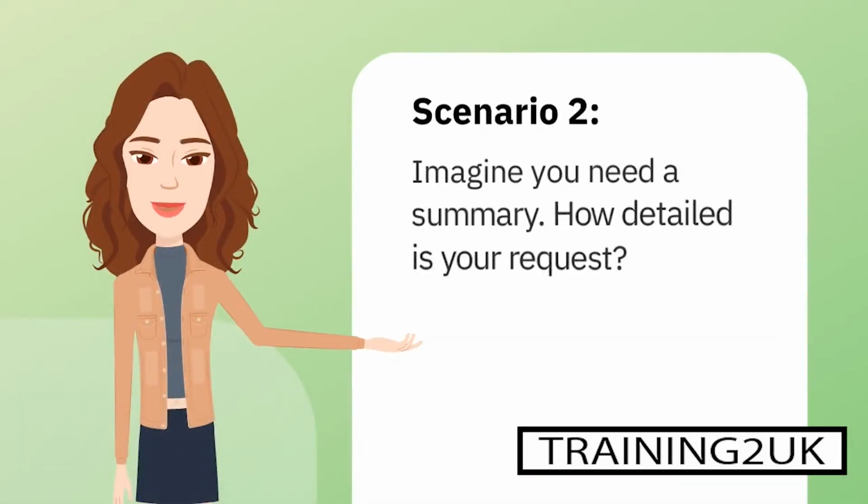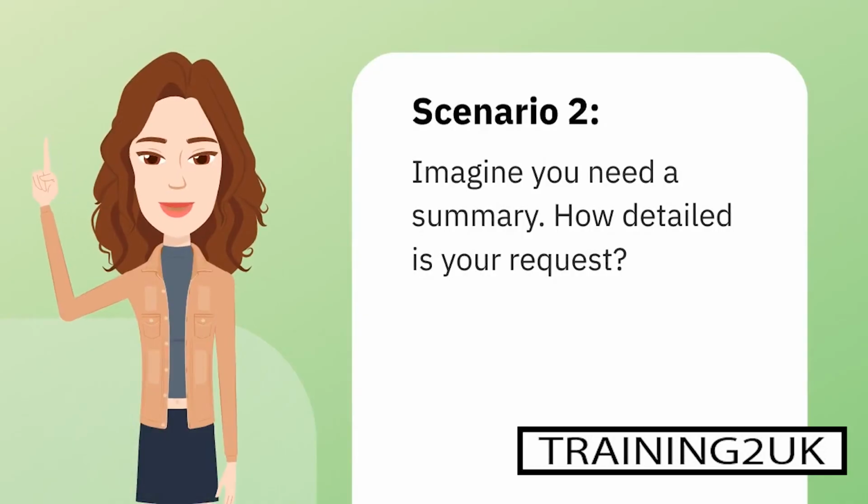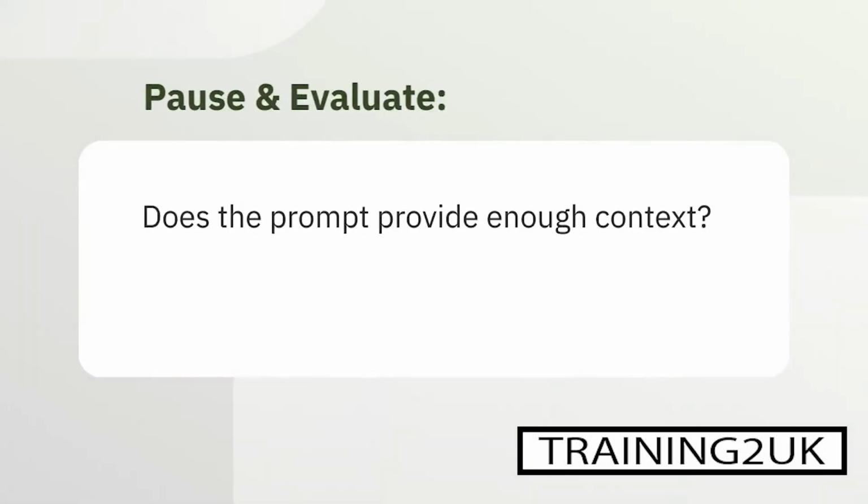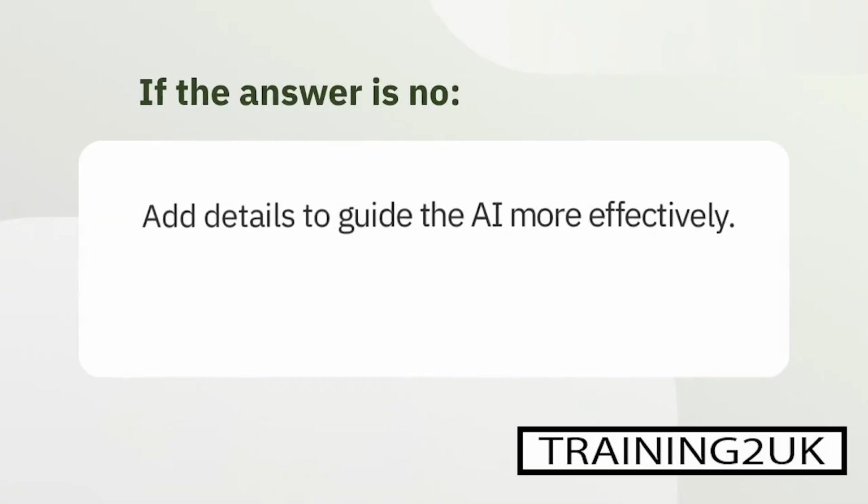Imagine you need a summary. How detailed is your request? Pause and evaluate. Does the prompt provide enough context? If the answer is no, add details to guide the AI more effectively.